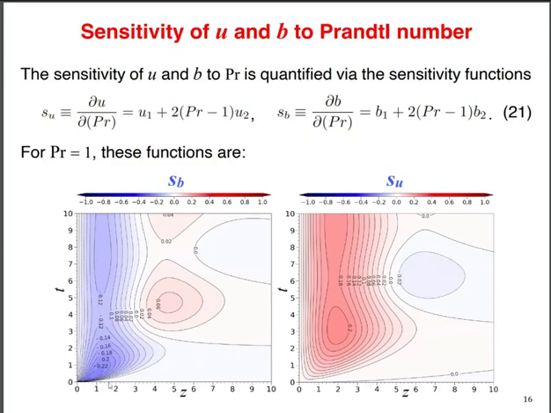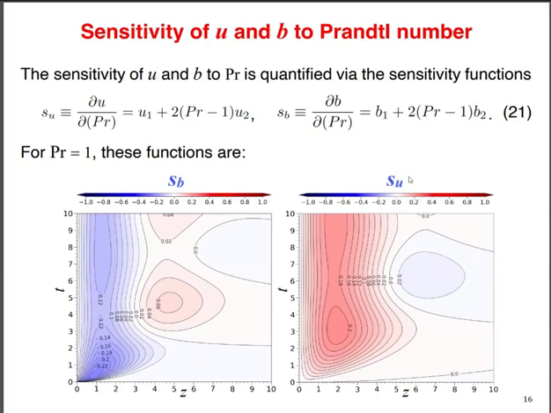if you're near the ground, so Z is small, the sensitivity is blue, which is negative. So the derivative of B with respect to Prandtl number is negative. So as the Prandtl number increases, the buoyancy is decreasing. So larger Prandtl numbers give you weaker buoyancy, at least according to this. Larger Prandtl numbers, you're going to get a weaker anabatic flow.